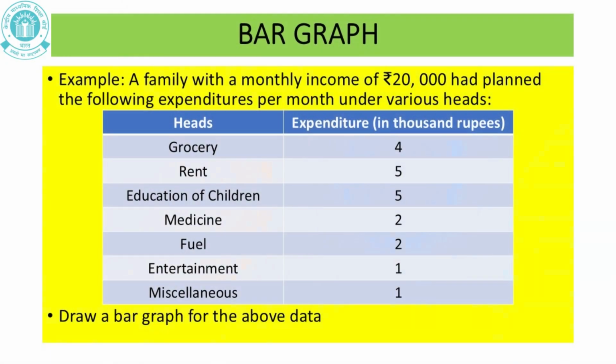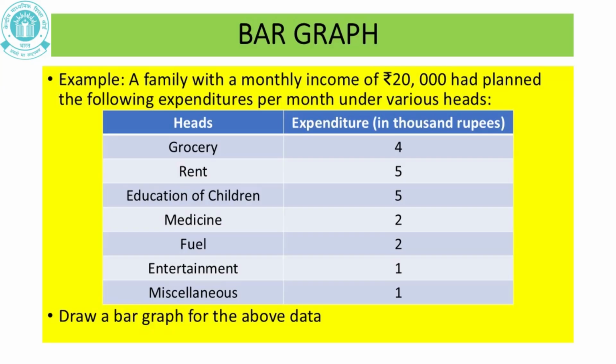Consider the following example in which a family with a monthly income of rupees 20,000 had planned the following expenditures per month under various heads. We draw the bar graph of this data in the following steps. Note that the unit in the second column is 1000 rupees. So 4 against grocery means rupees 4000.